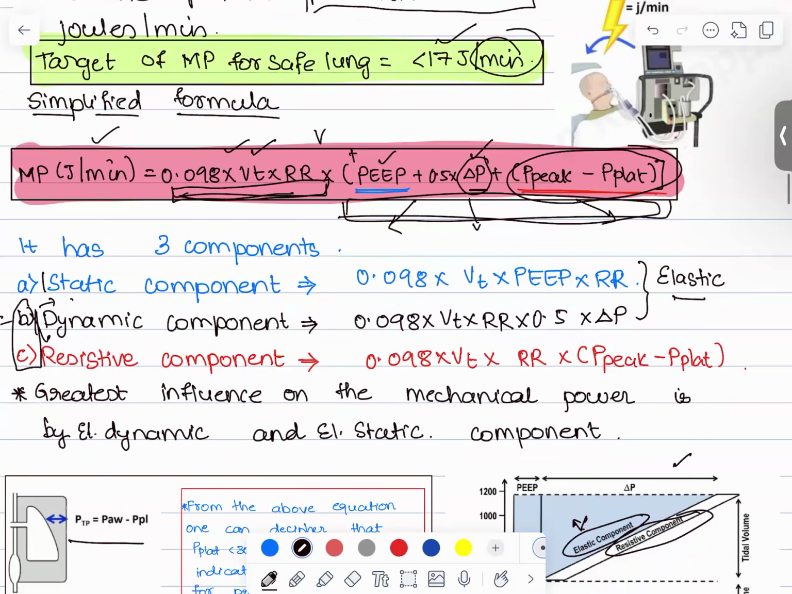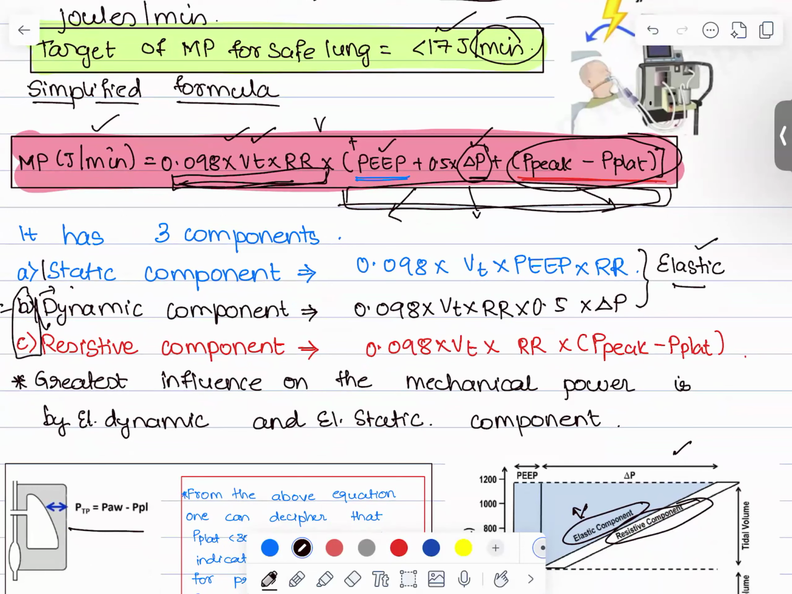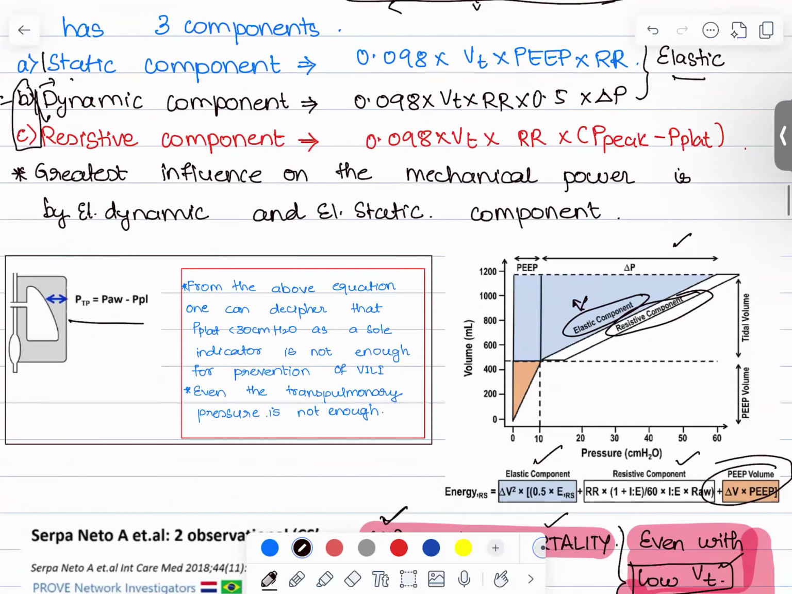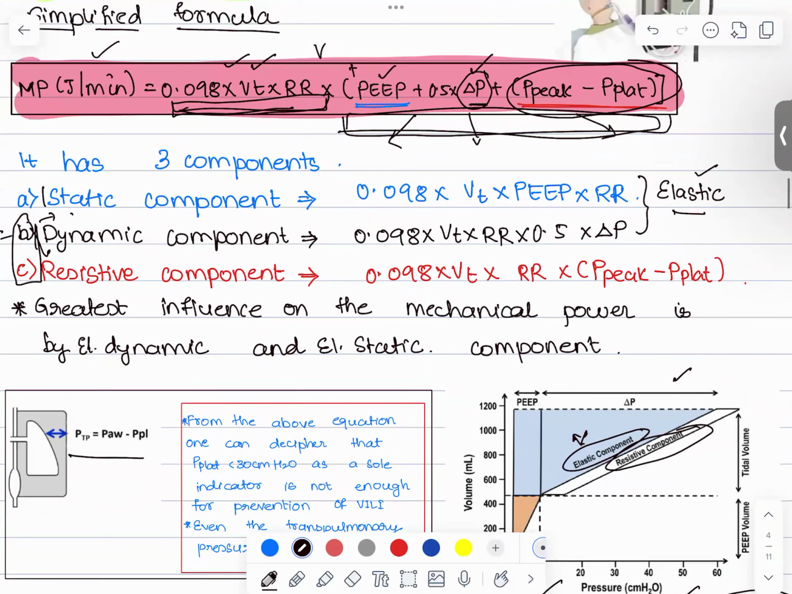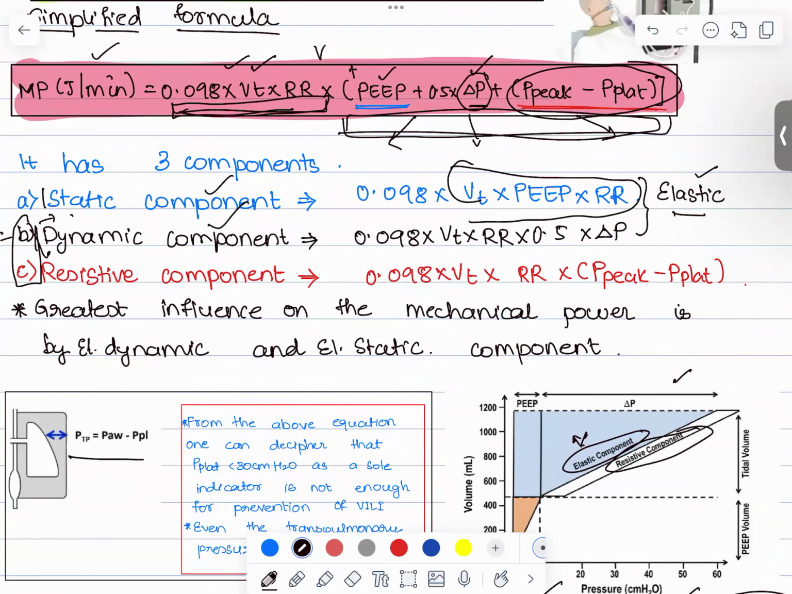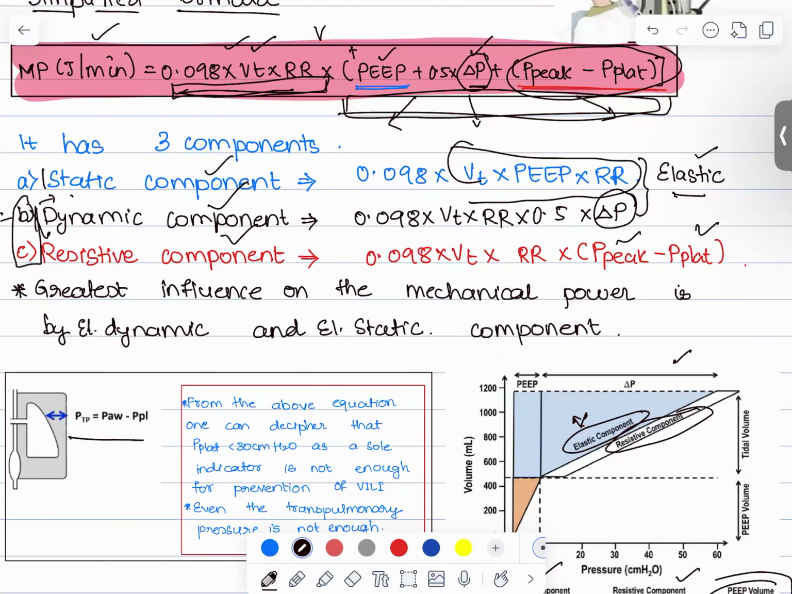Here we can get the two components basically. It is an elastic component and the resistive component. Okay, the elastic component can be further divided into static and dynamic. This part gives us the static elastic component, whereas delta P gives the dynamic elastic component, whereas the remaining part, P peak minus P flat, gives us the resistive component. So what is the greatest influence on the mechanical power amongst this? It is the elastic dynamic component, then the elastic static component. The resistive component gives us the least influence on the mechanical power of the ventilator.